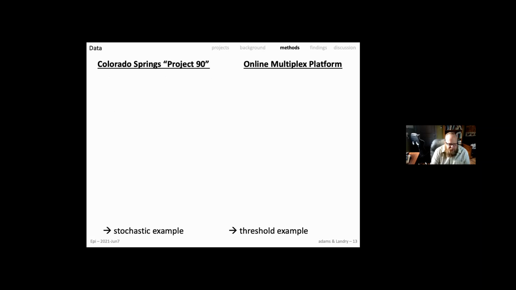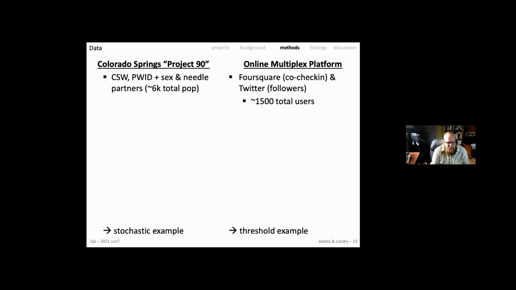So just to give you a little bit of idea of the data I'm using, sorry about my dog. We're using 2 different data sets here that represent these types of networks. The first is what gets referred to as the Project 90 data from Colorado Springs, and I don't have a spiffy name for the other. It's one that we found via a paper online that provided their network data as an appendix. The Project 90 data is a combination of a sample of commercial sex workers and people who inject drugs, and then their sex and needle sharing partners, a total of about 6,000 people.